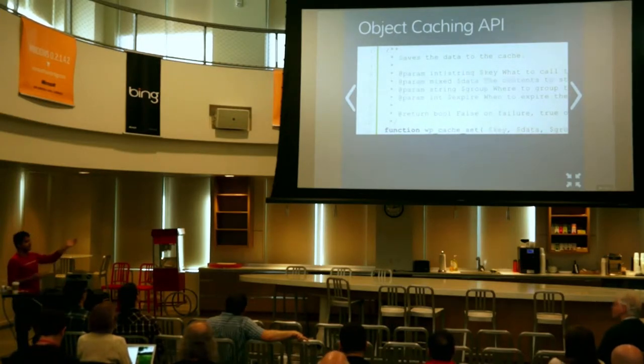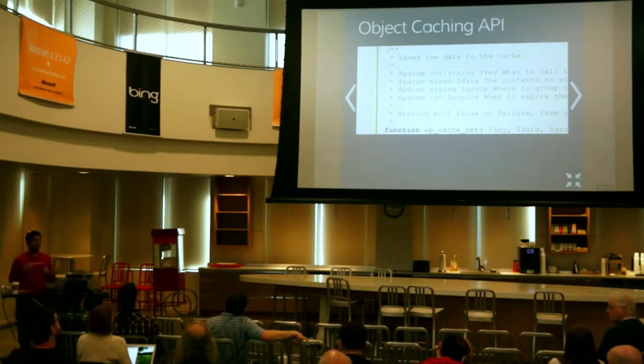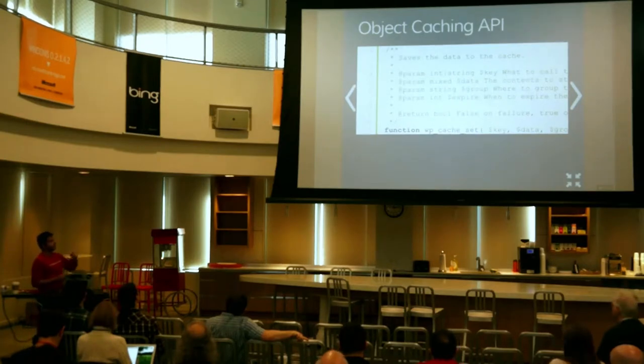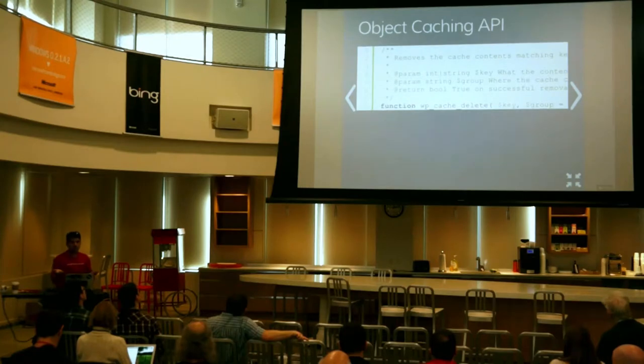The third one, again, is the group that I talked about. The fourth one is expire. You can set an expiry time for your cache values, so let's say this cache value is only valid for 10 minutes or an hour or a day. You can specify that as one parameter, in seconds. There's a matching function called add, and I'll touch on the difference between add and set shortly, but it has the same parameters: key, data, group, and then expire. There's obviously a delete function as well, which just takes the key and the group.